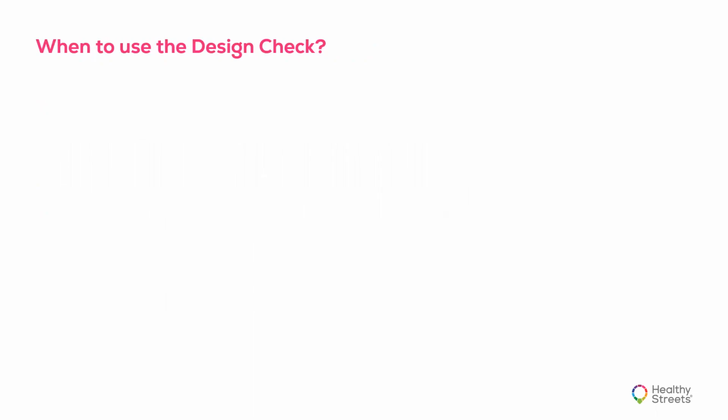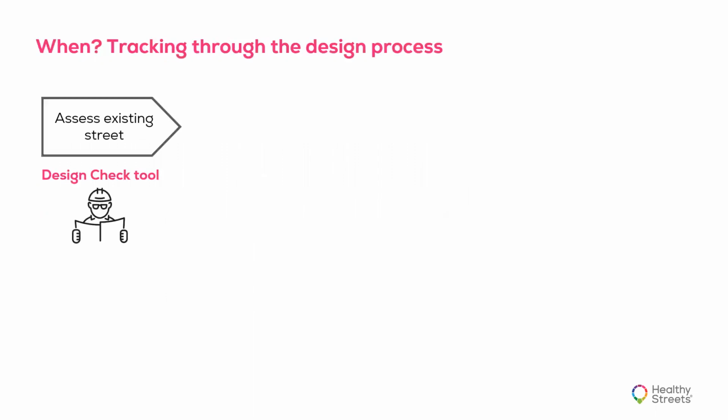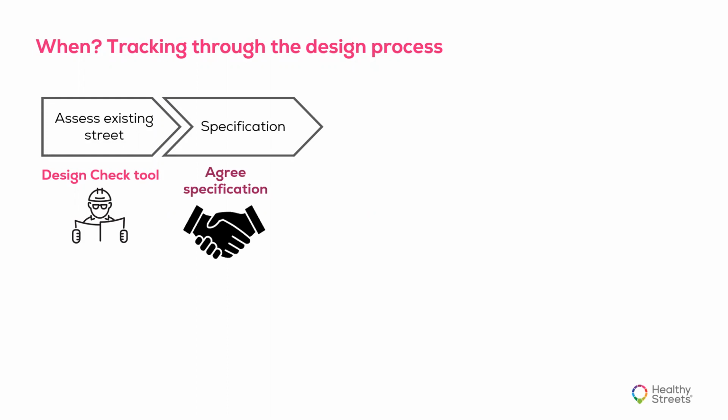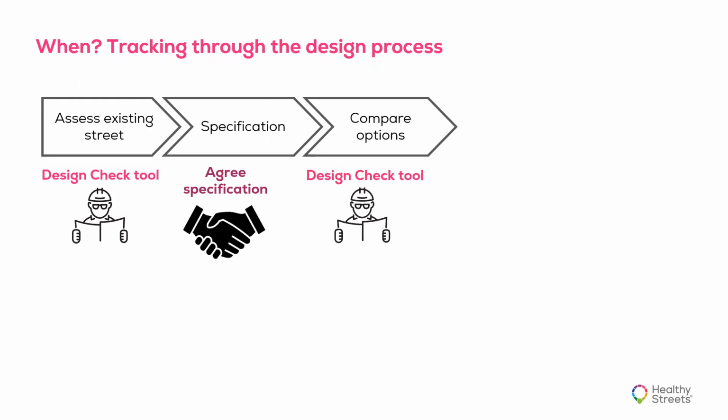There are different points in the design process when you can use the Healthy Streets design check. The first point would be right at the beginning when you're assessing an existing street. This might be because you're planning on making some changes to it. You can use the information that you collect from your assessment of an existing street to identify the weaknesses that could potentially be improved in your design. And you can write this then into the specification for the project.